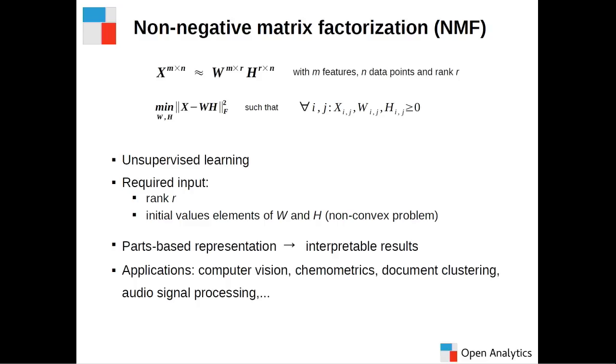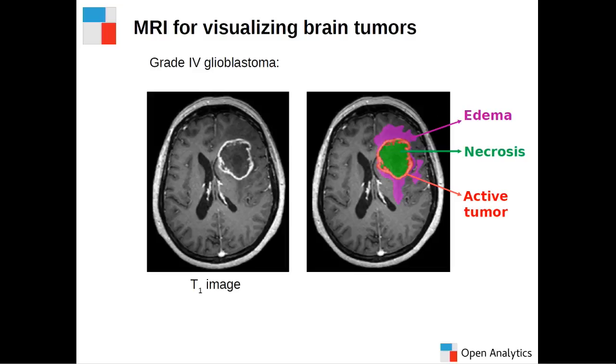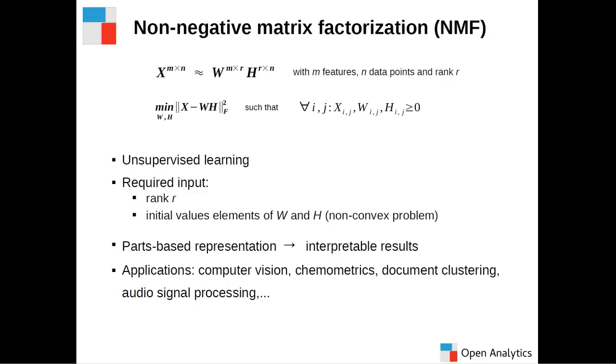So anyway, as an input, we need the rank R, and we need initial values for the factor matrices. NMF basically gives you a parts-based representation of the data. So what does that mean?